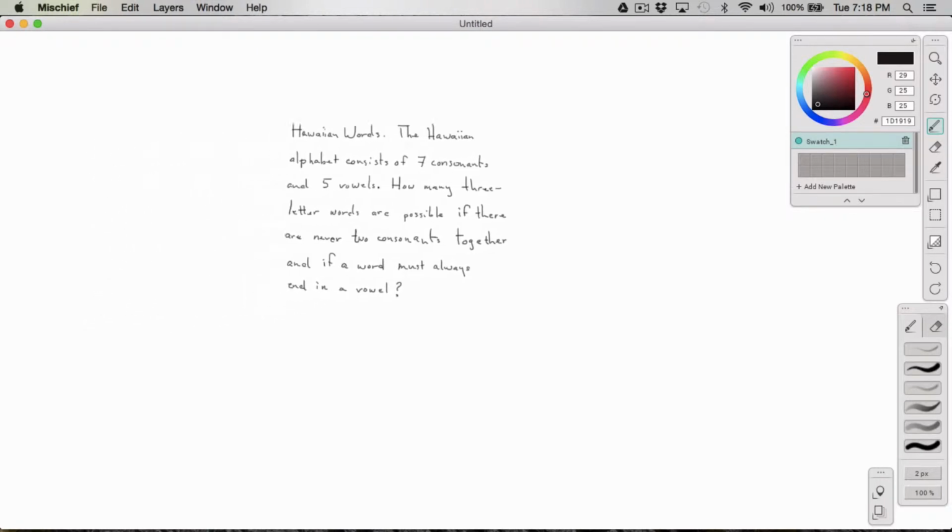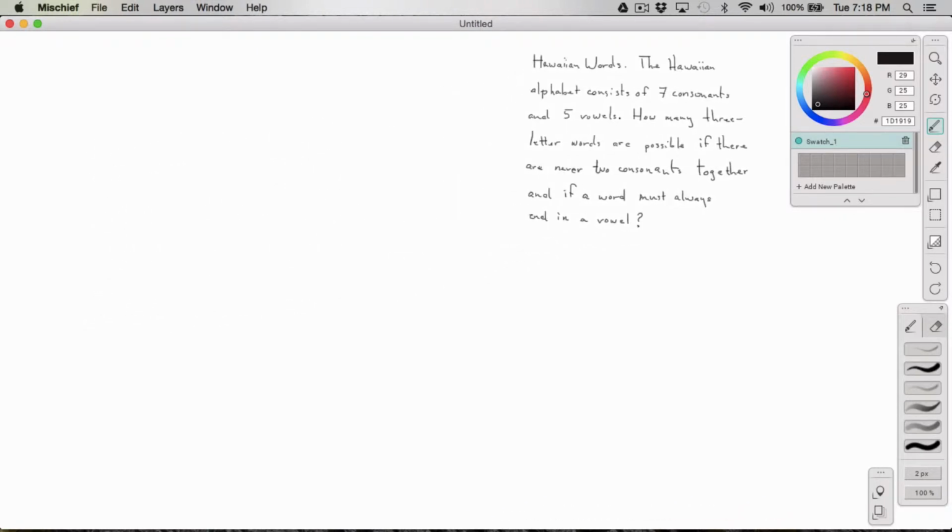So move this out of our way. Stick it there in case we need to reference it. Well, let's think about this. I'm going to use the letter C to represent consonants, and we'll use the letter V to represent vowels.